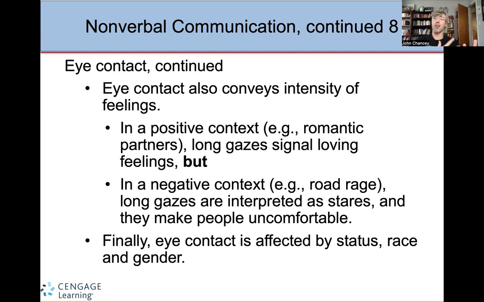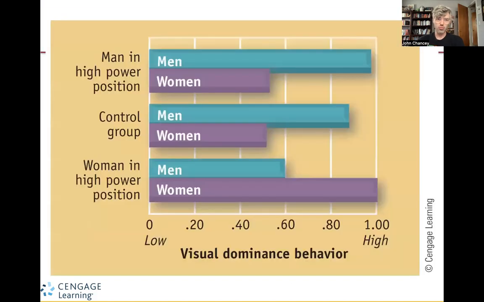But flipping around to the other side of things, more of a negative context, maybe when somebody cuts you off in traffic, for example, you might literally just stare a hole, not literally, I shouldn't say that. You might stare a hole right through that person because you're just so upset at them. You're so mad and you really want to convey it to them. And eye contact is also influenced by things like status, race, gender, a number of factors.